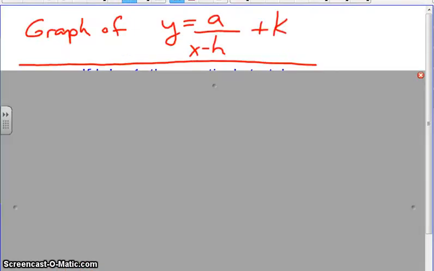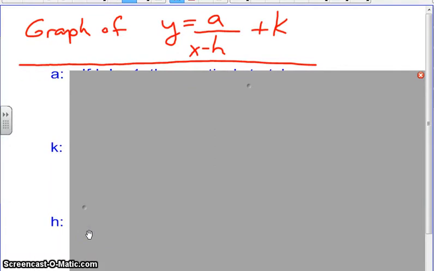Okay, so let's do a little summary. What happens with the model equation? So we have the parent equation, which is the simplest function for a rational. Y equals 1 over x. That's just the parent. This is the model for all the possibilities that we can do to a rational function. We have y equals a over x minus h plus k. So let's identify what happens when we change each of these pieces.